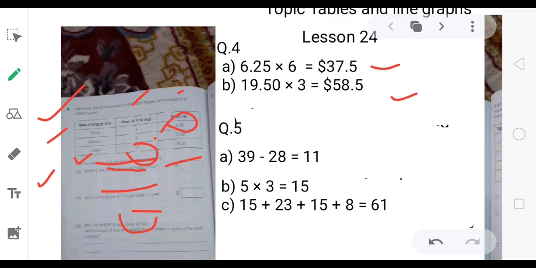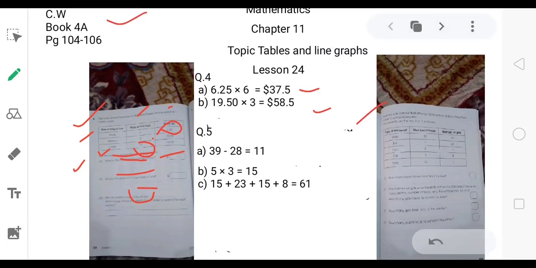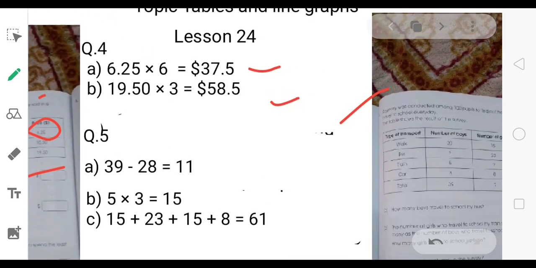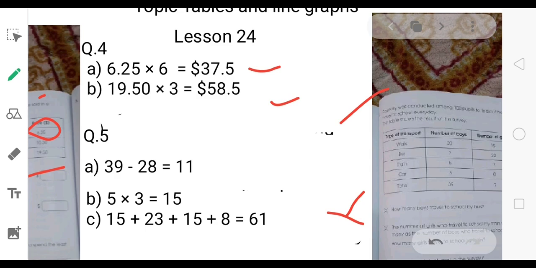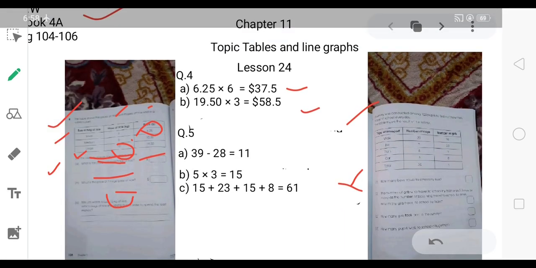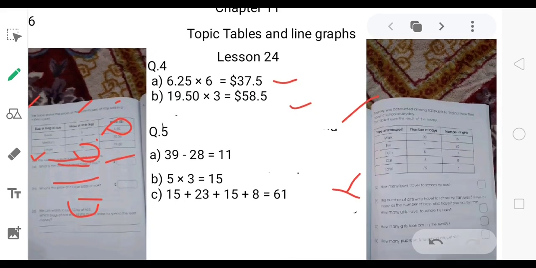Okay, now come to question number 5 on the next page, 105. Here a survey was conducted among 100 people. Now listen to me again. They have taken 3 columns. The first one is type of transport, second is number of boys, and the last one is number of girls. Now first of all, complete the table over here.